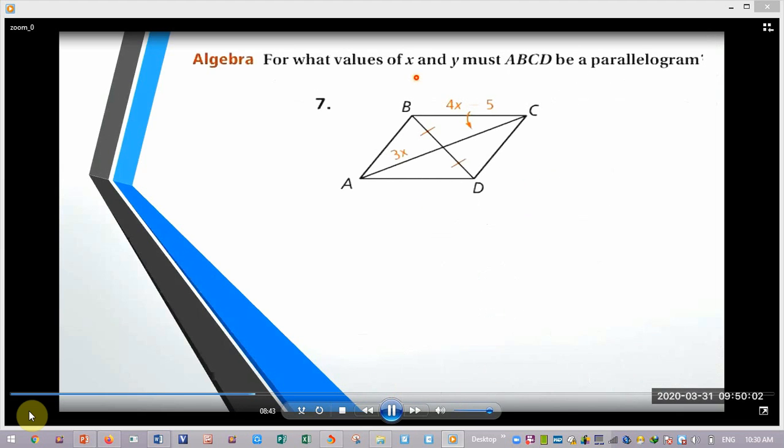Now, what is the value of X and Y? ABCD must be a parallelogram. When this shape is a parallelogram, about sides? No. Angles? No. Diagonals? Yes, we have the two diagonals, and one of them, BD, is already bisected. Then, to be a parallelogram, the other diagonal must be bisected. Means this part equals this part. Then 4x minus 5 equals 3x.